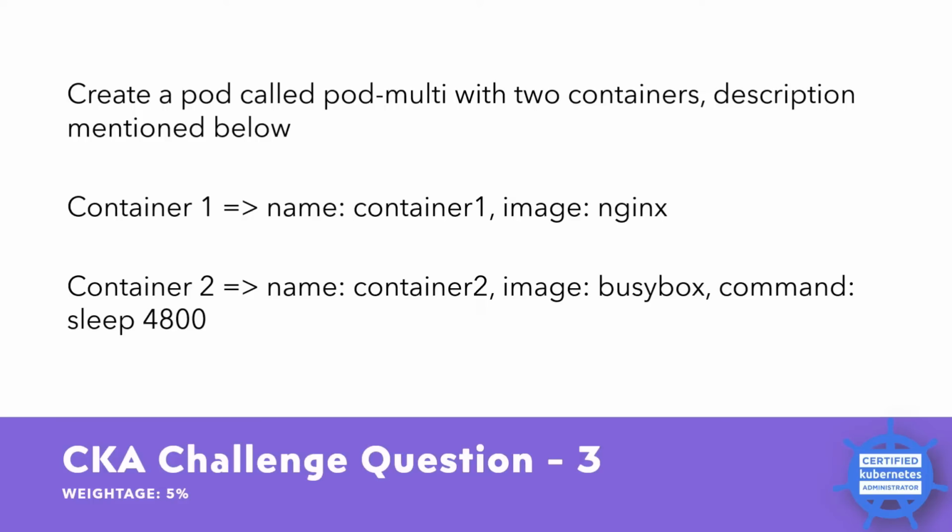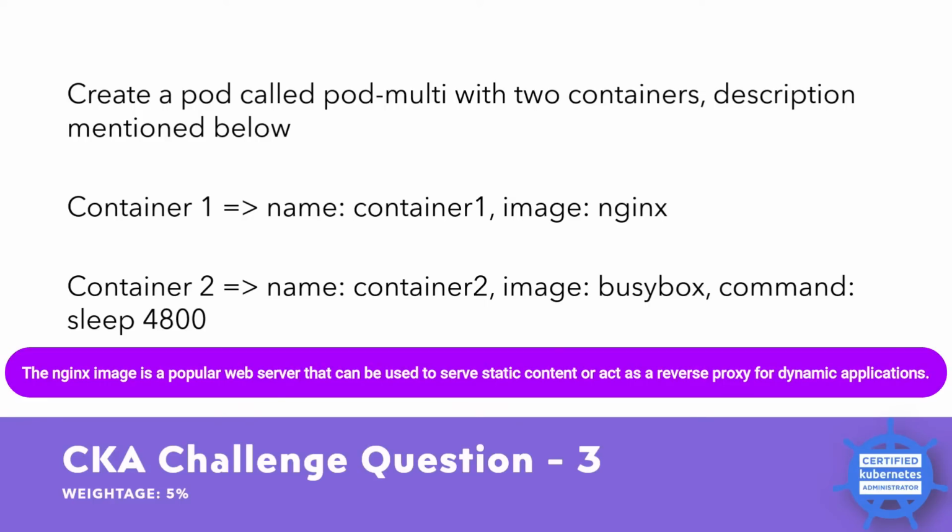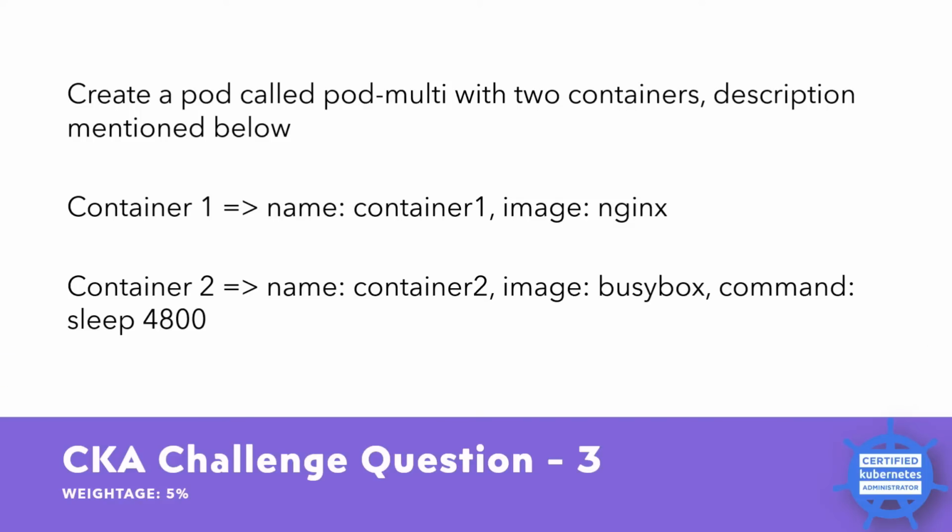This question requires you to create a Kubernetes pod called pod-multi with two containers, each having a different image and configuration. The first container is named container 1 and uses the Nginx image. Nginx image is the popular web server that can be used to serve static content or act as a reverse proxy for dynamic applications. The container will run the Nginx process and expose the default port 80, which can be used to access the web server.